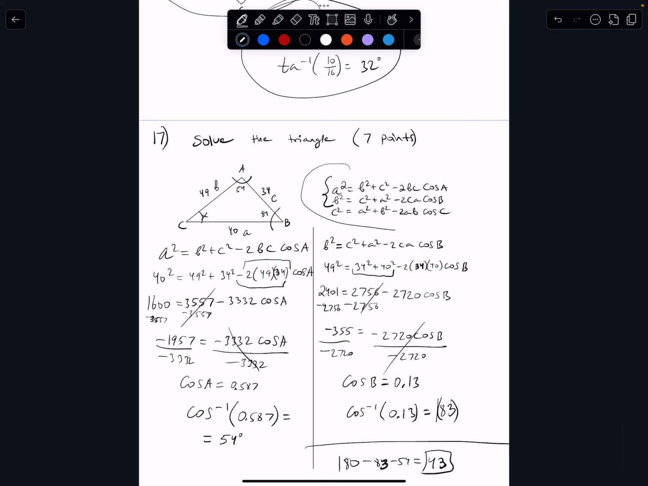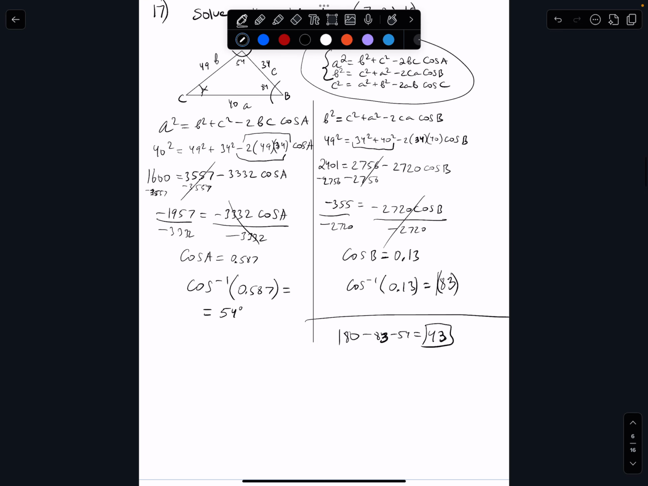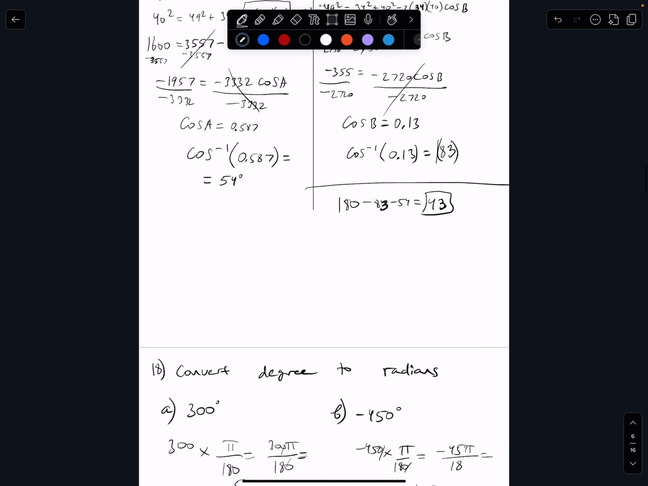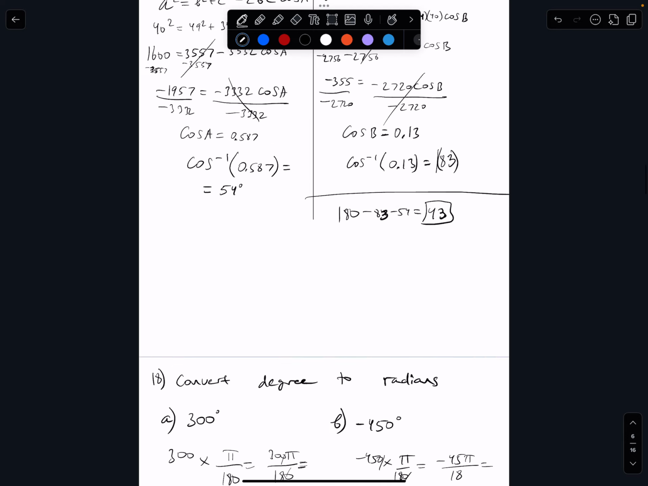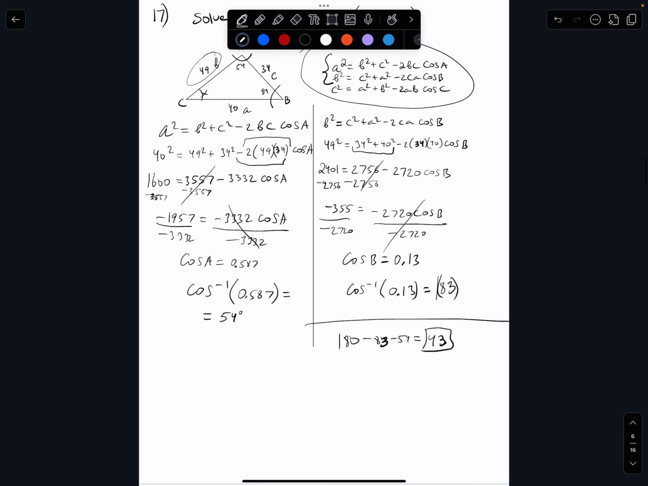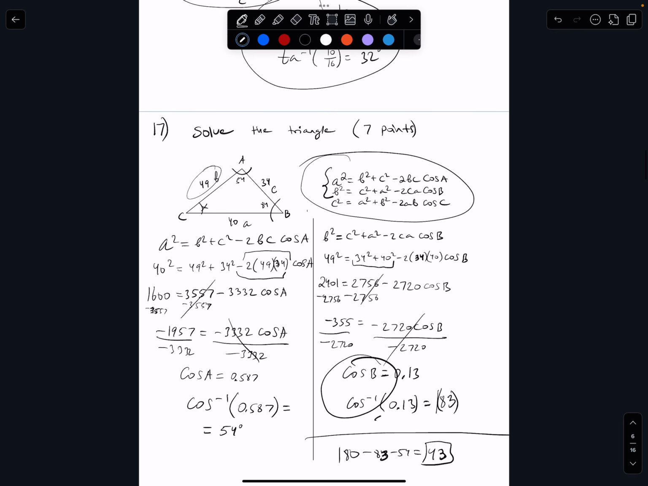For 17, you have to know how to use your law of cosines. So you'll have something like this. I'm going to either ask you to find all of the sides or all the angles, whatever, as long as you know how to work with that. If you need to find the angle, you'll use the inverse function. If you just need to find the side, then you'll take the radical of this whole thing.